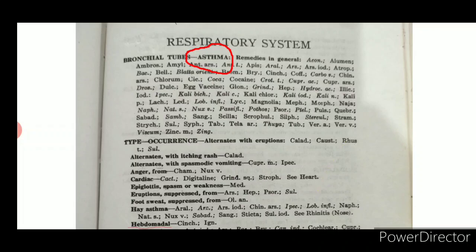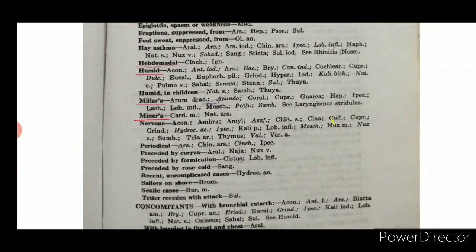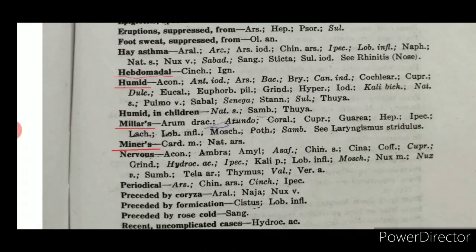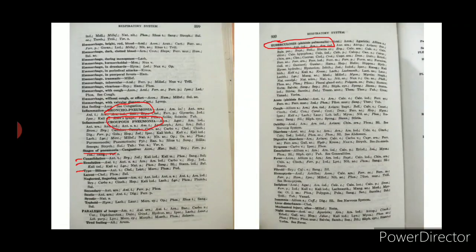So this starts with the first location, bronchial tubes, where you will find asthma. You will find different types of asthma like hebdomadal. Hebdomadal means the complaints reoccurring every 7 days. Then you have humid, Miller's asthma, Miner's asthma, and all different types.